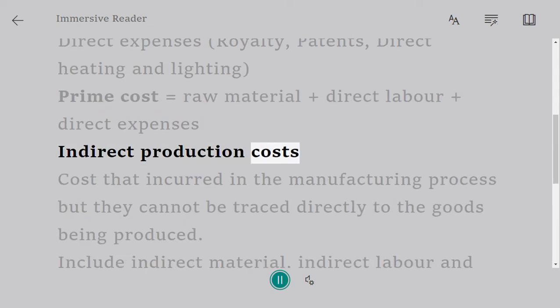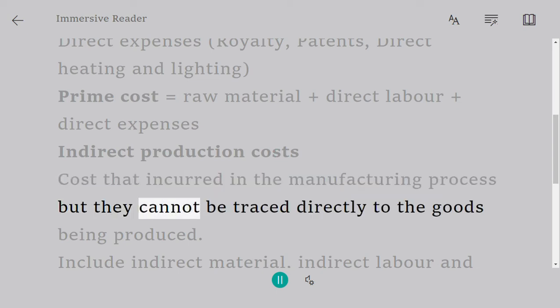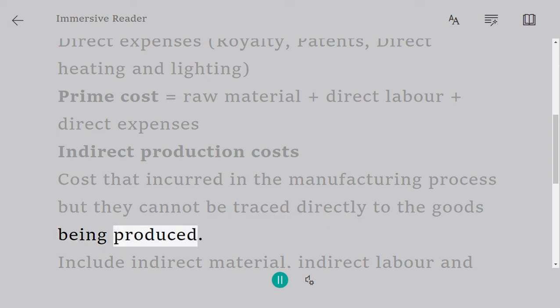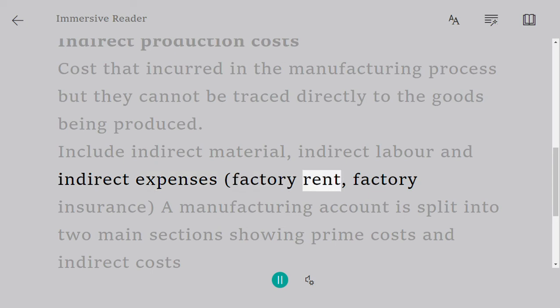Indirect production costs. Costs that are incurred in the manufacturing process, but they cannot be traced directly to the goods being produced. Include indirect material, indirect labor and indirect expenses, factory rent, factory insurance.